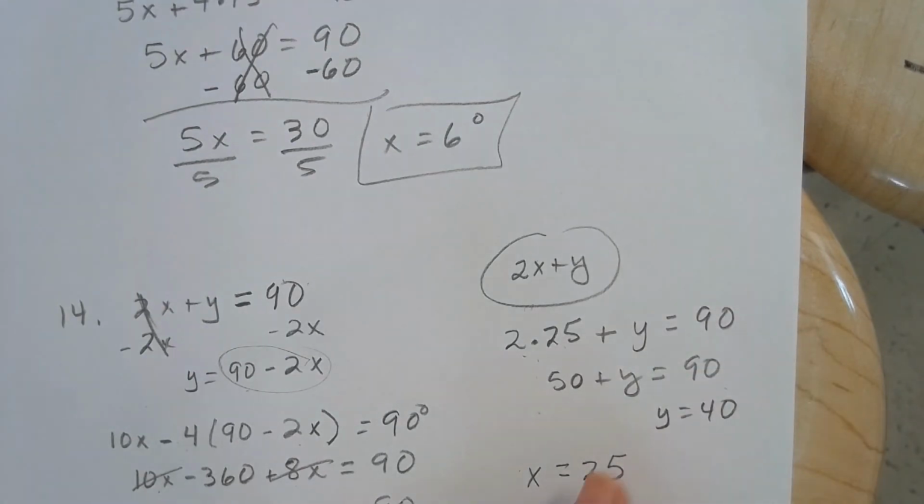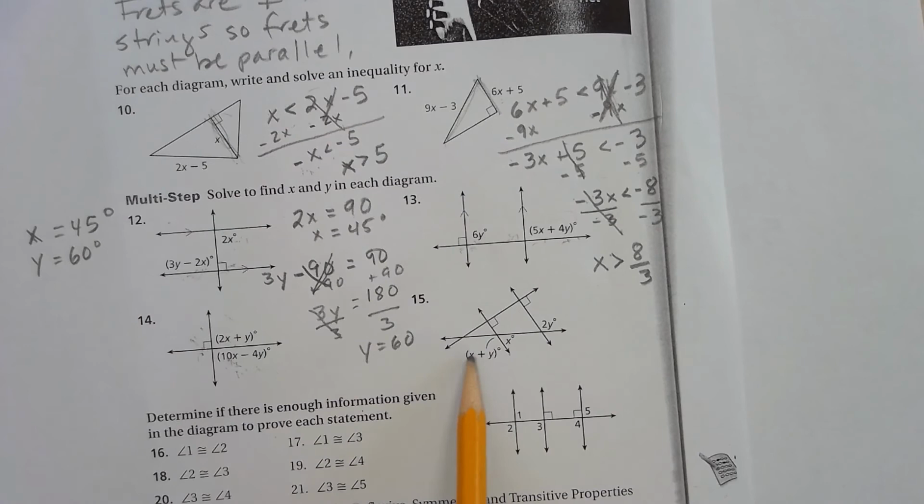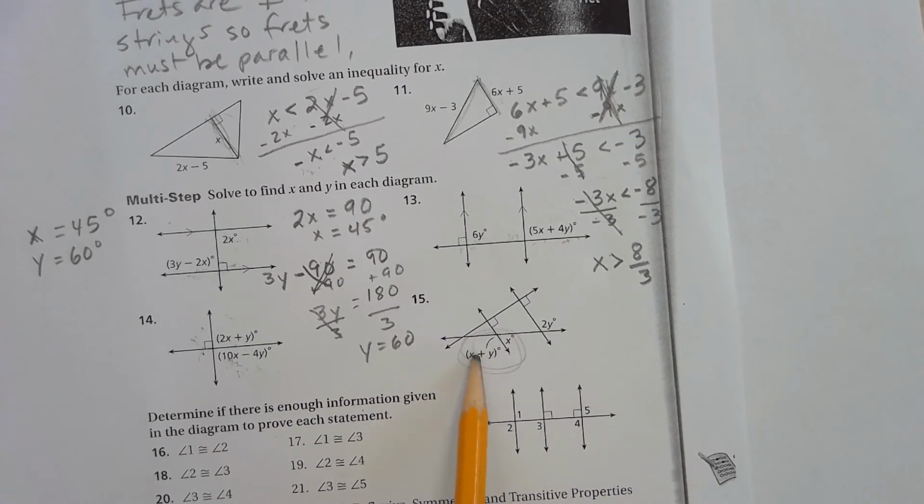And finally, the last one, 15. So let's look at 15 briefly. We have to find x and y, and this is what we're given. We know that these two angles are supplementary, so they have to add up to 180. And we also have a 2y over here that we know is this obtuse angle.